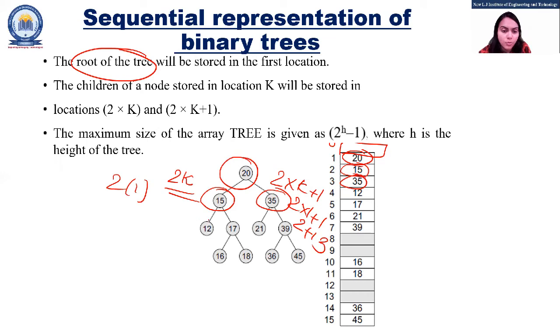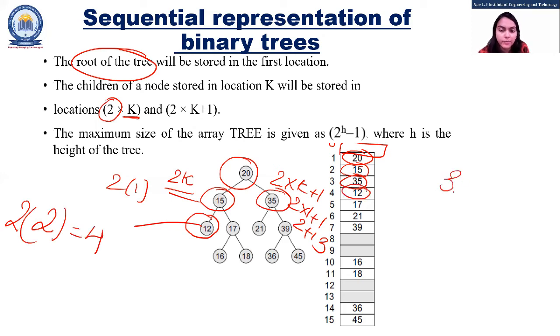Now where will this 4 be stored? Again, what we have to see here: 12 is a child of 15. So where is 15 stored? 15 is stored at 2. So k is 2. And now where will 12 be stored? 2 into k, so 2 into 2, 4. So 12 will be stored at 4.